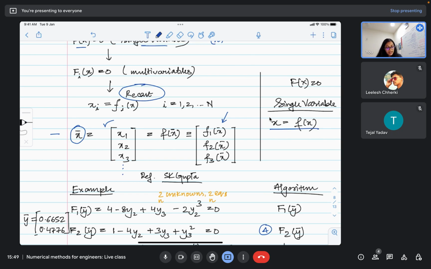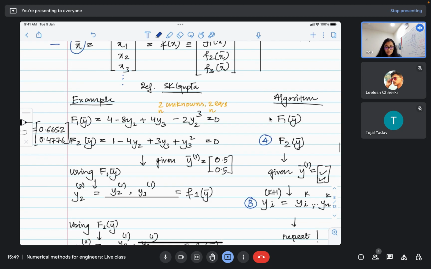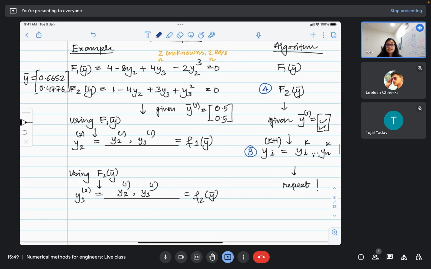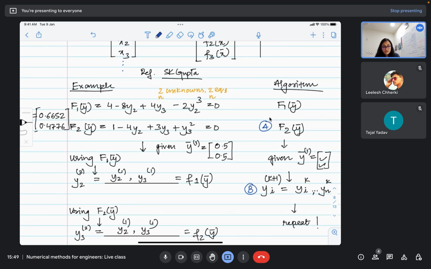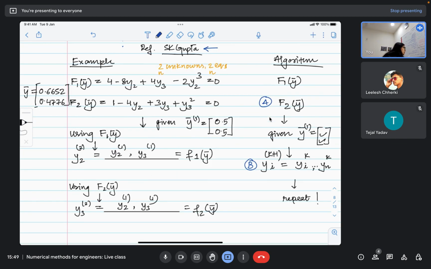So I will just take one small example of the multivariable and talk to you about the algorithm. I'm not going to solve it here. If you want to see the solution and how it is solved, you can refer to this book, S.K. Gupta. Also we have less time. We just have 10 minutes. I'll try how much I can.